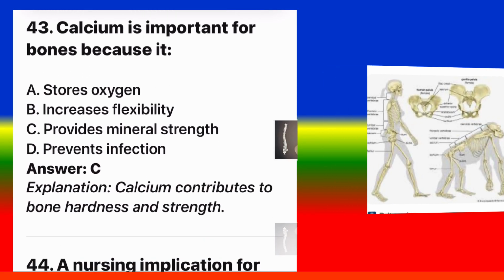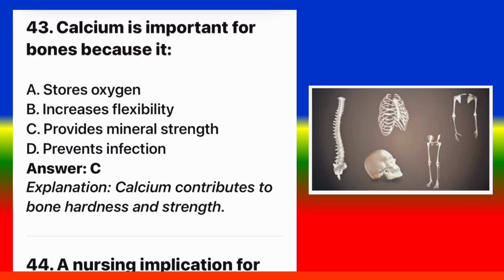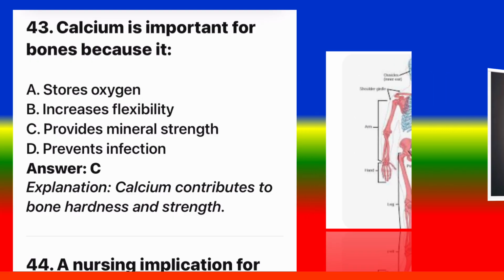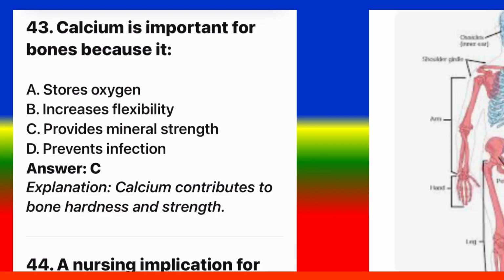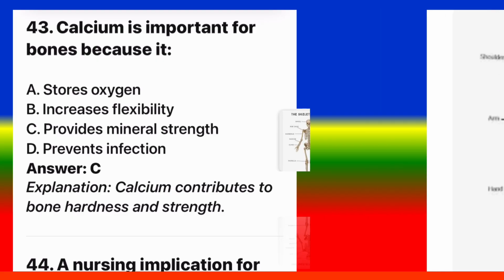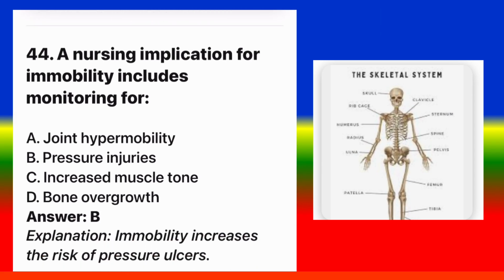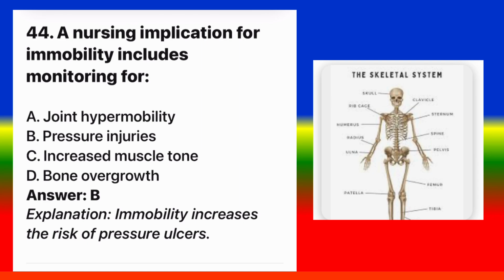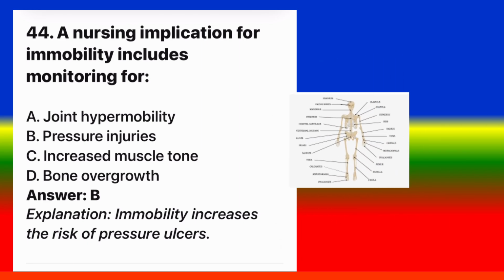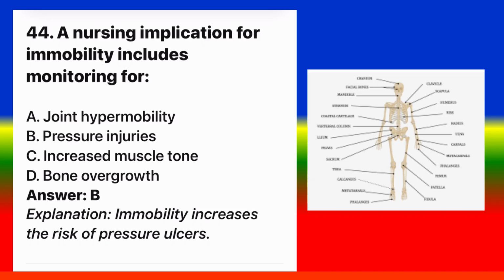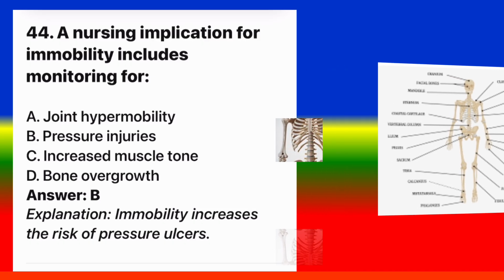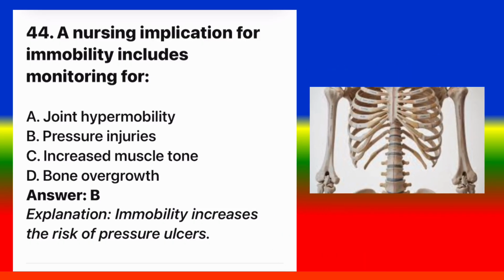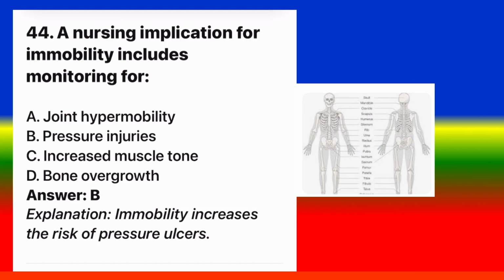43. Calcium is important for bones because it: A. Stores oxygen, B. Increases flexibility, C. Provides mineral strength, D. Prevents infection. Explanation. Calcium contributes to bone hardness and strength. 44. A nursing implication for immobility includes monitoring for: A. Joint hypermobility, B. Pressure injuries, C. Increased muscle tone, D. Bone overgrowth. Explanation. Immobility increases the risk of pressure ulcers.